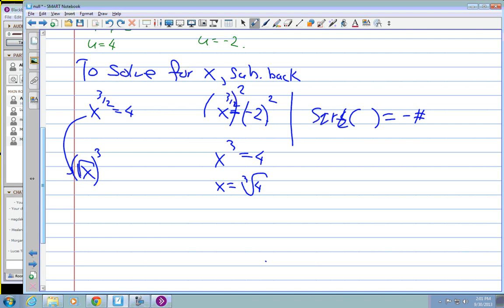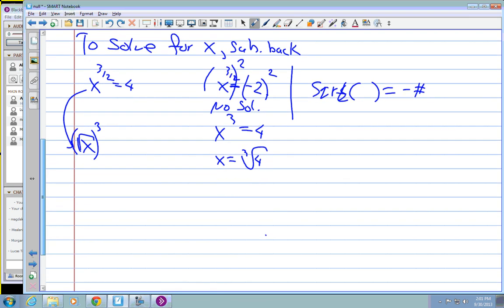So all this stuff we didn't have to do. We just say no solutions. You cannot have a square root equaling a negative number. That's for the second one. I didn't have to do any of that. I just knew that the square root cannot be negative. Because what is the graph of the square root function? It doesn't do anything on the negative side. So that one has no solutions.